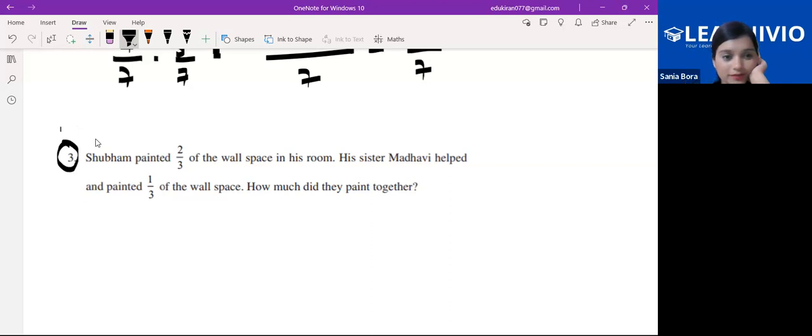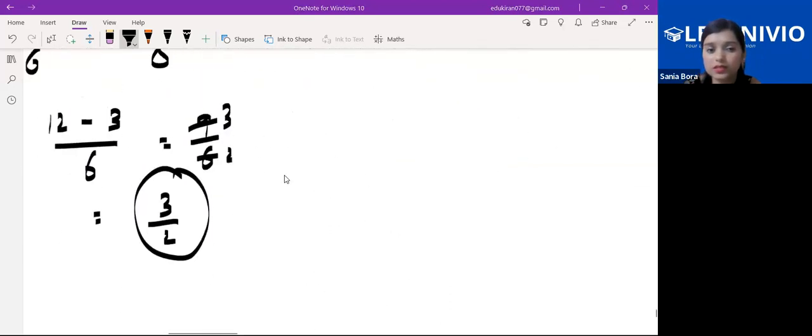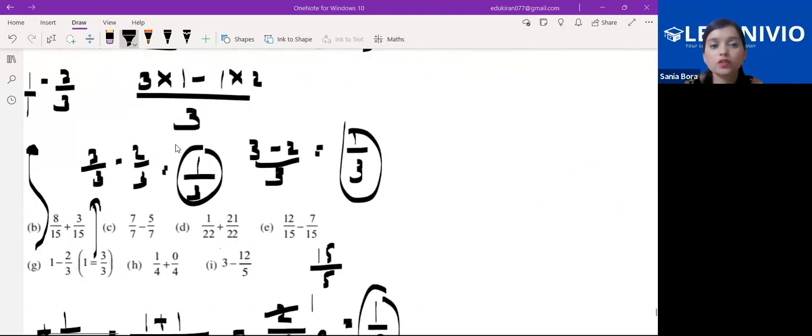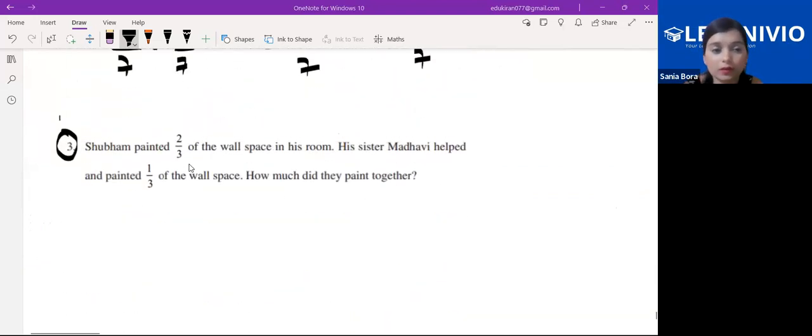Ma'am, the sum which you wrote before that, this one, not that one. But this was just an explanation. I just gave you one random example. Because most of the students were getting confused here, so I just took a random example.